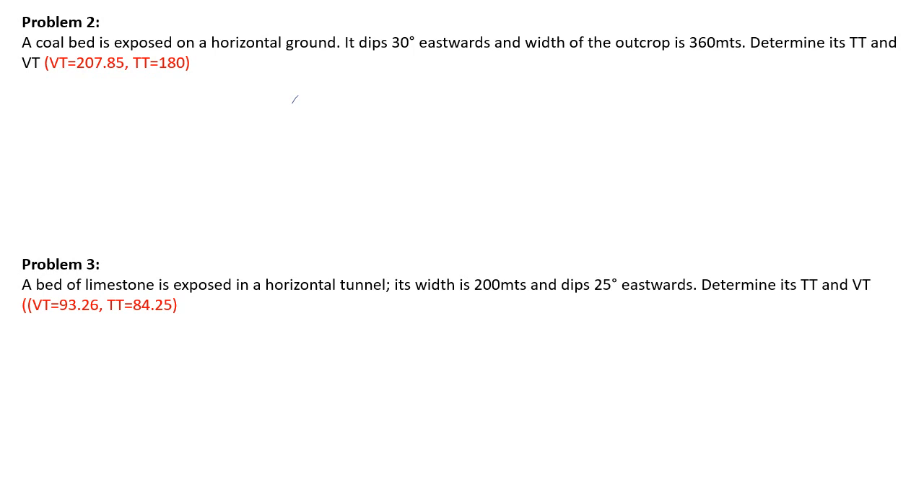The first and foremost task is to draw the horizontal line. Coal bed is exposed on the horizontal ground. It dips 30 degrees eastwards and the width of the outcrop is 360 meters. Again they have given us the width and the dip angle. First I'll draw 360 meters, or 3.6 centimeters. I'll take the scale as 1 centimeter equals 100 meters, and I'll mark the north line, east, west and south.